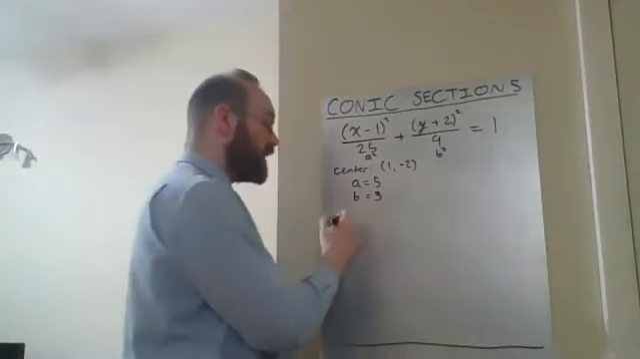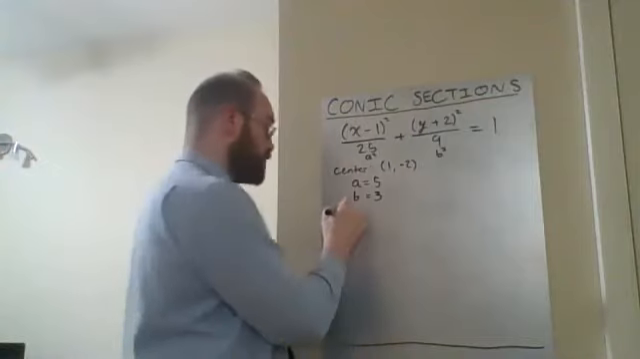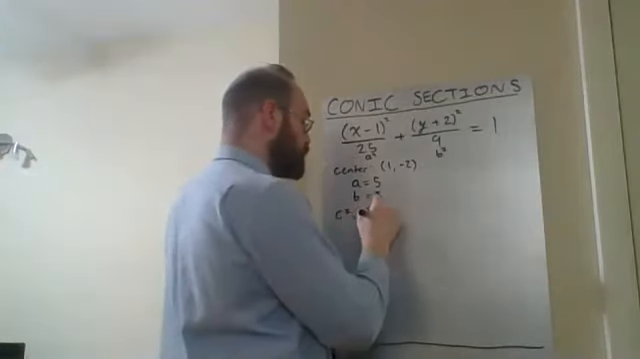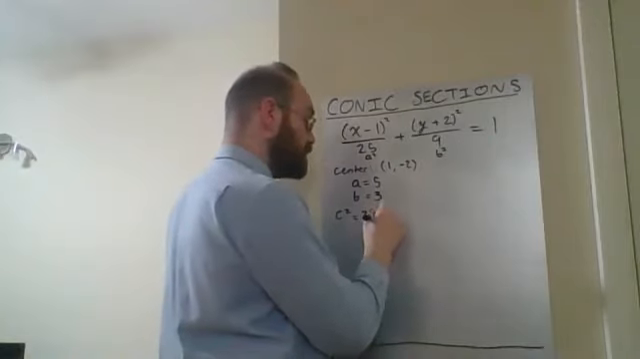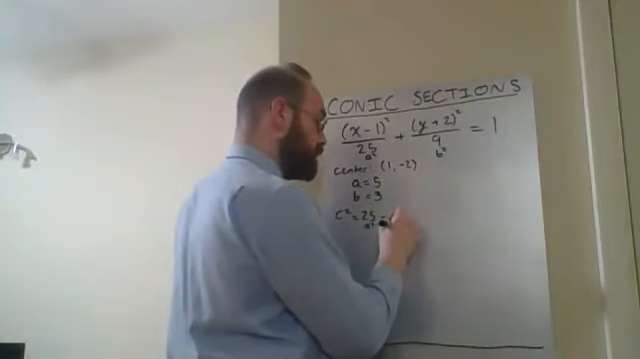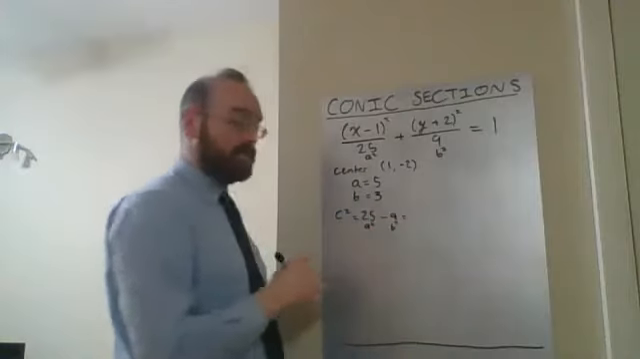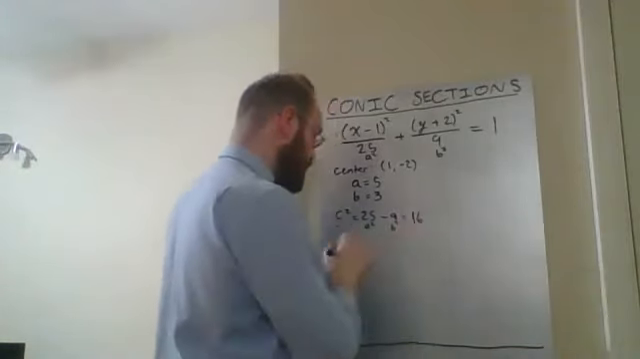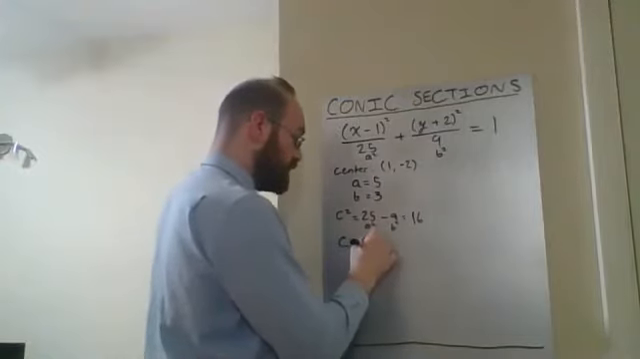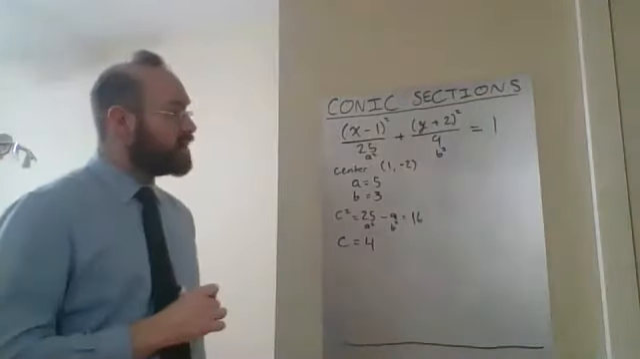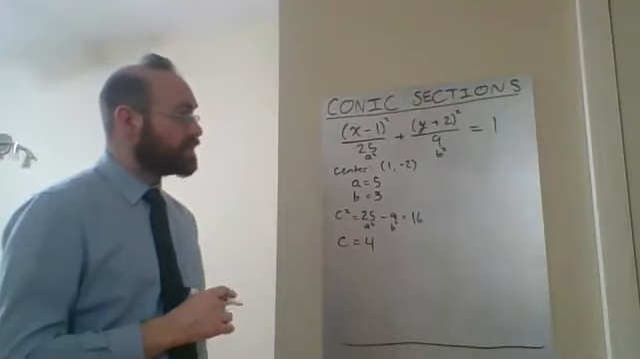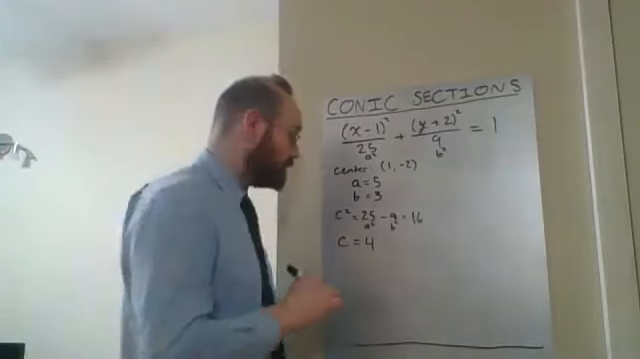We also need to find the focal length. So we know that C squared is equal to A squared minus B squared, which is 25 minus 9, which is 16. And so C is 4. Yes, it's convenient that I picked a Pythagorean triple without realizing it. Anyways, moving on.